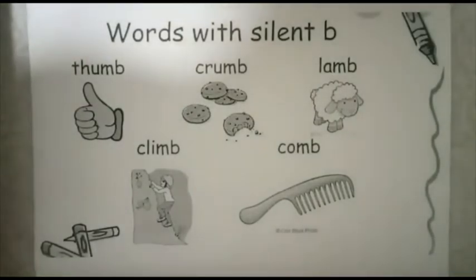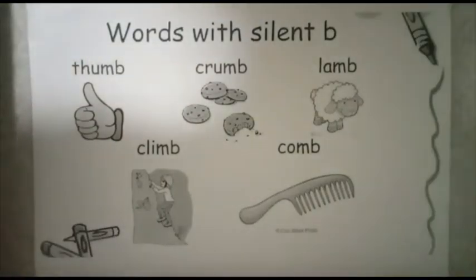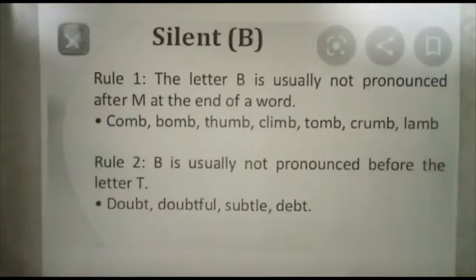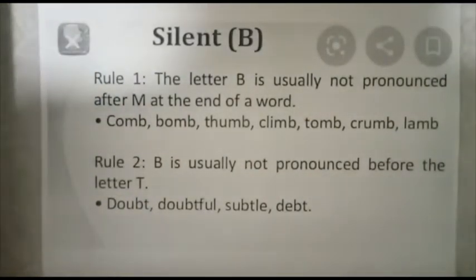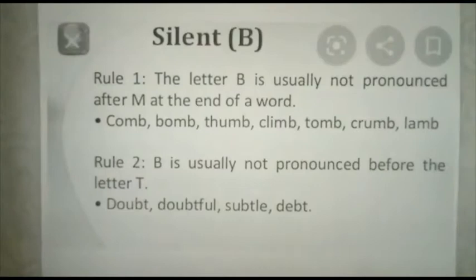Crumb, lamb, climb, comb. Dear students, there are some rules that apply to different letters. Let's suppose B. Rule number 1: the letter B is usually not pronounced after M at the end of a word. Like comb, as I showed you. Bomb, thumb, climb, crumb, lamb.